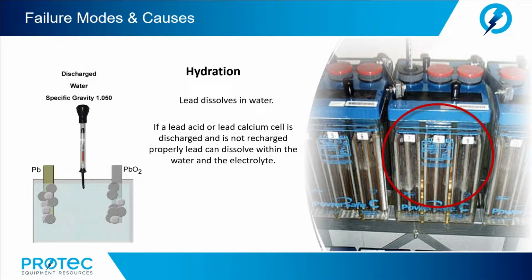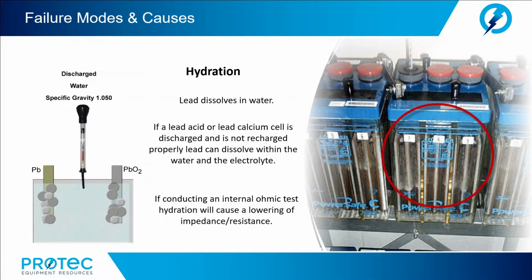The lead hydrate deposits on the plates and passes through the retainers and separators, causing thousands of short circuits between the plates. While hydration occurs, a white milky substance appears on the plate edges and the transparent jar. A battery in this state should be replaced. Now, again, if we're conducting an internal ohmic test, hydration will cause the lowering of the internal ohmic values.